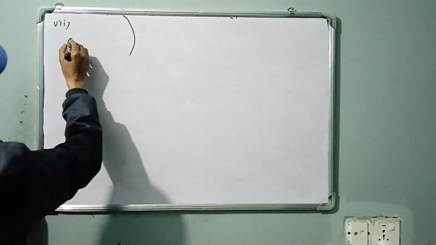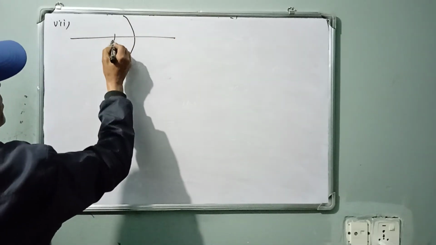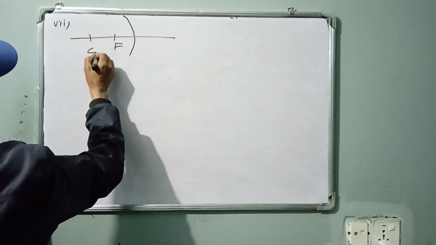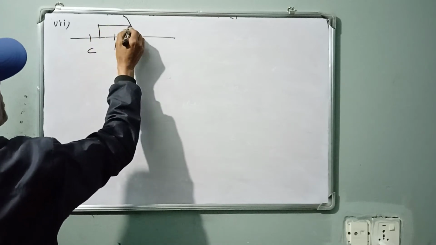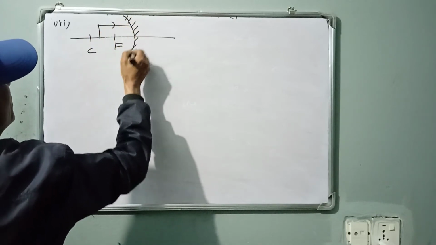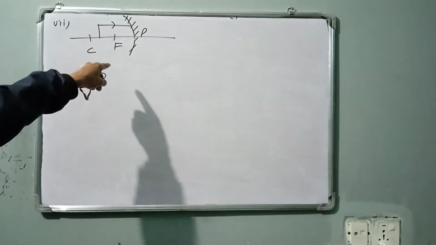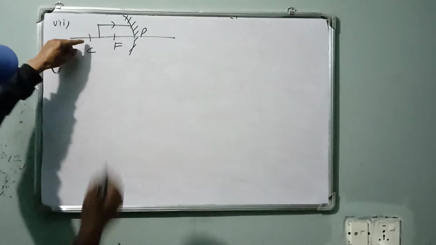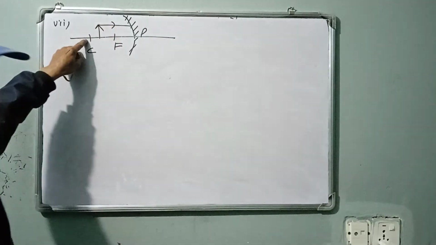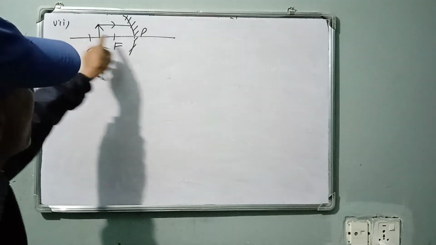Concave mirror, principal axis, focus, center, object between C and F. Just see the diagram. Your diagram here. Where is the object placed? The object is placed between C and F.